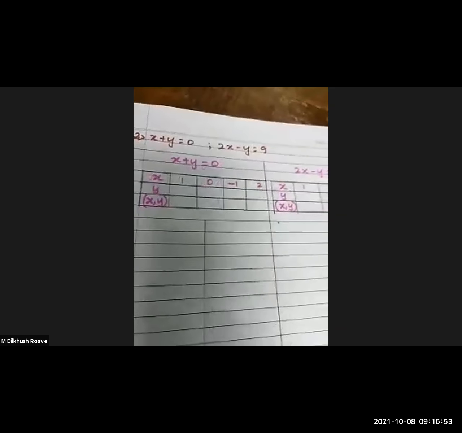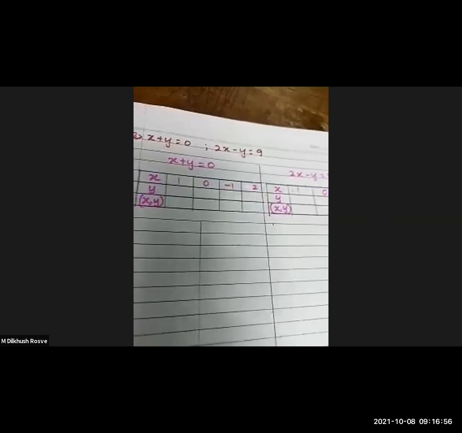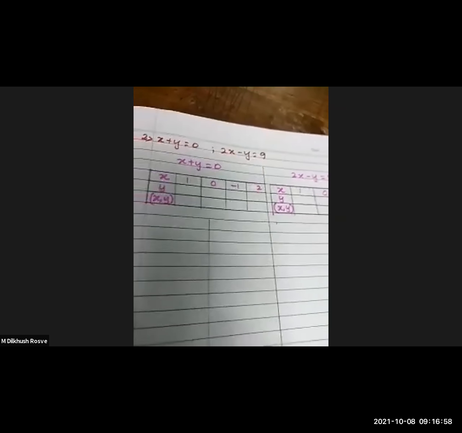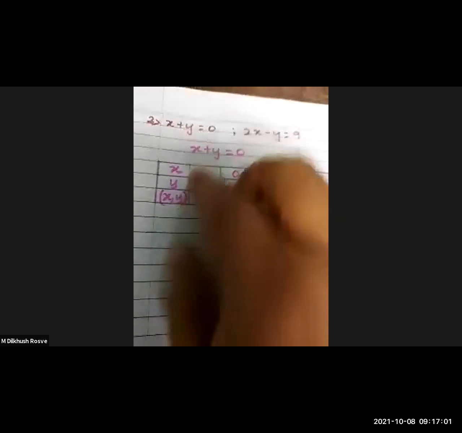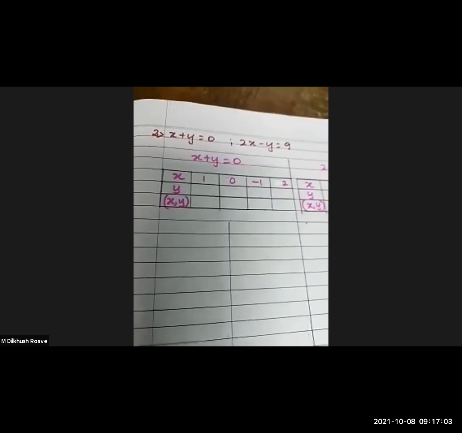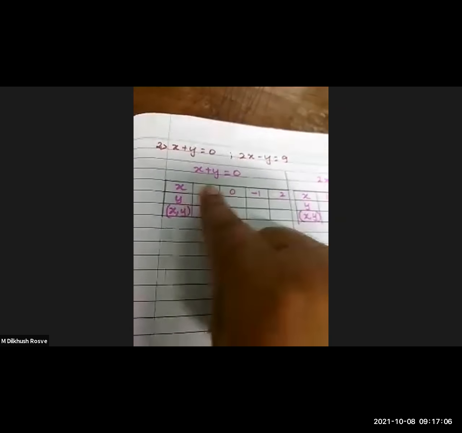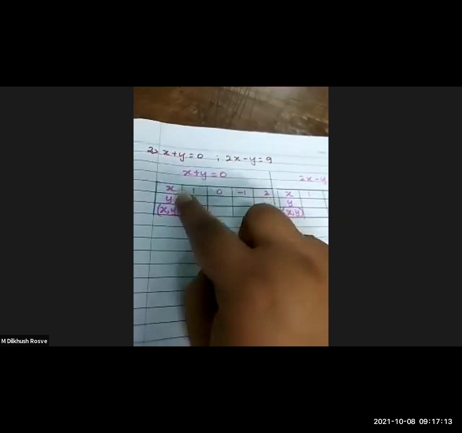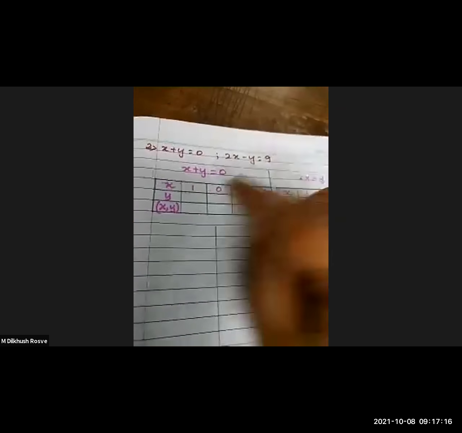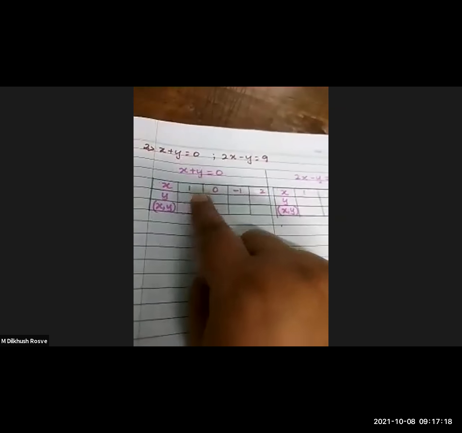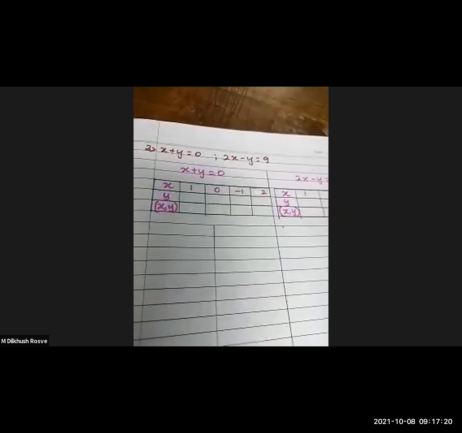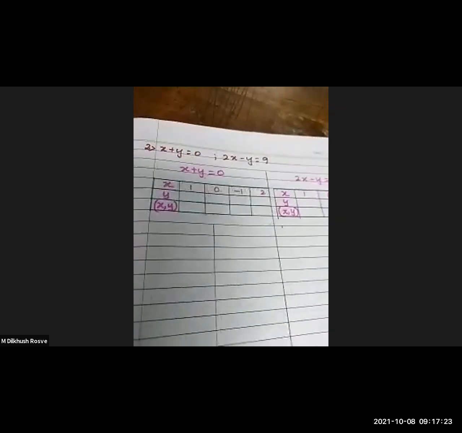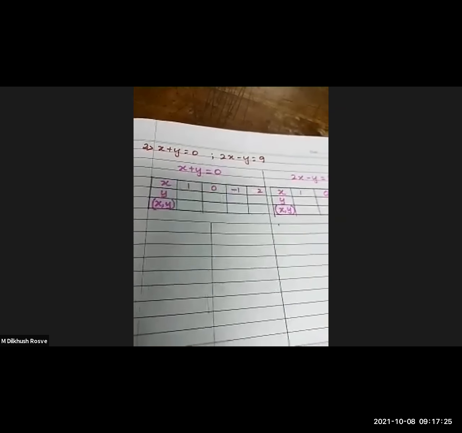x plus y equal to 0 and 2x minus y equal to 9. So this question is given, simultaneous equations are given. Okay, so now what you have to do is the same as before. I explained in the previous sum. So you write x plus y here and draw the table: x, y, x comma y. And here also, you see both are unknown values. We do not know the x value, and we do not know the y value either. So you take 1, 0, minus 1, 2. Or if you want to take any other numbers, you can take them, no problem. Clear, children? Okay. Yes.